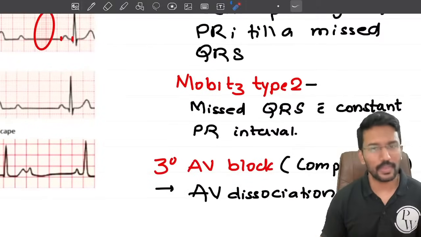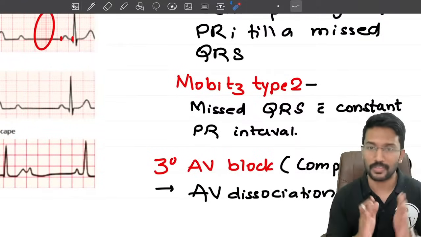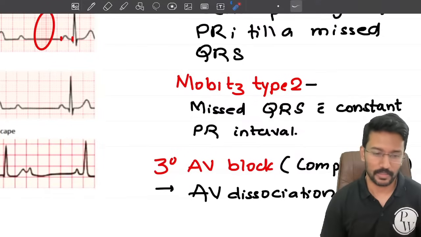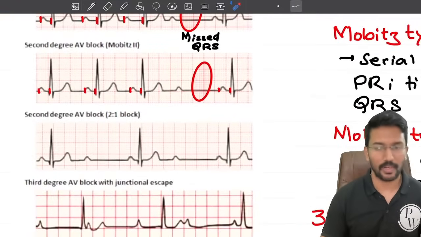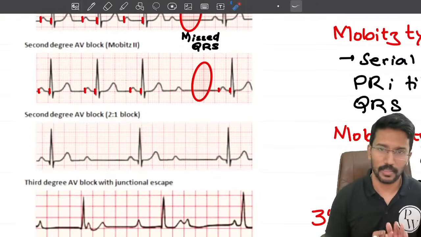In Mobitz type 2, intermittently QRSs disappear, but the PR interval remains constant. That is your Mobitz type 2. Most of the time, questions are asked about differentiating between type 1 Mobitz and type 2 Mobitz. So you have to remember these well.